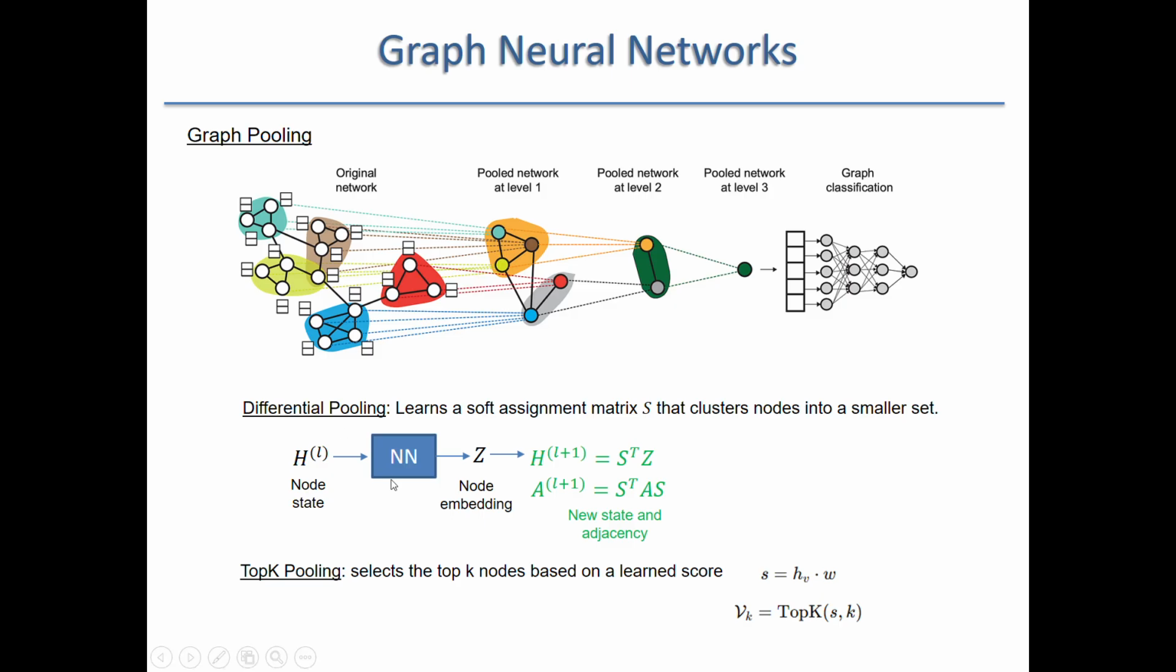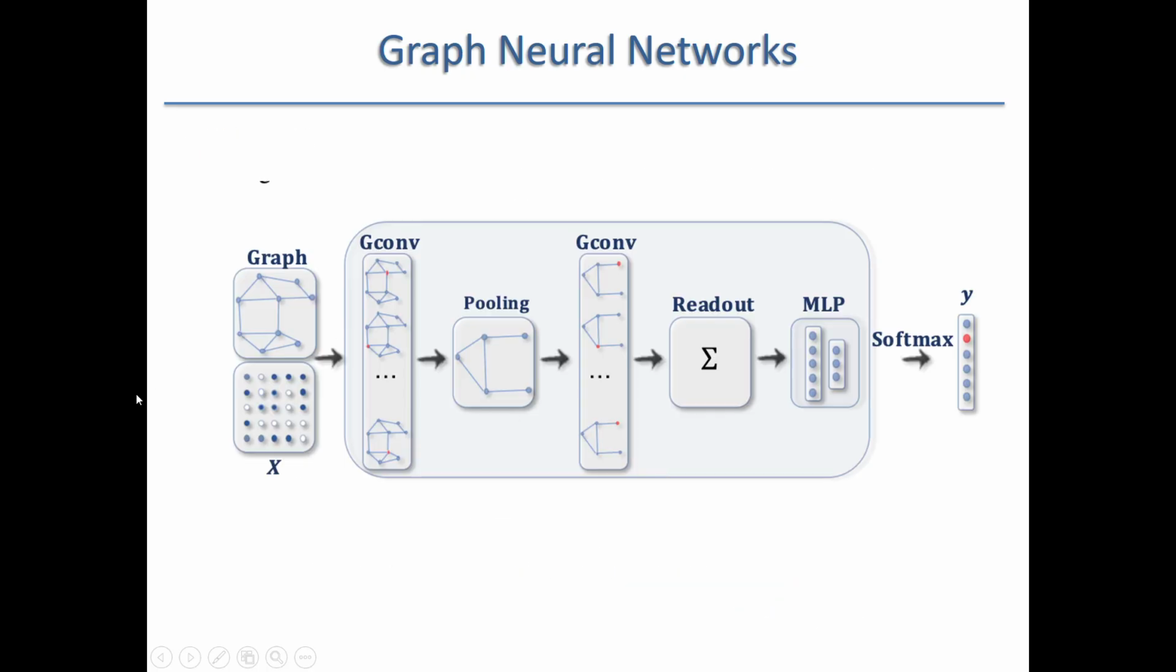And top K selects the top K nodes based on a learned score. So you have the hidden states, you multiply by some weight vector that has to be learned, and then you take the top K of all the scores. So you take all the scores and take the K that are best. Somehow this is also reducing the complexity of the input graph to a simpler graph with different states.